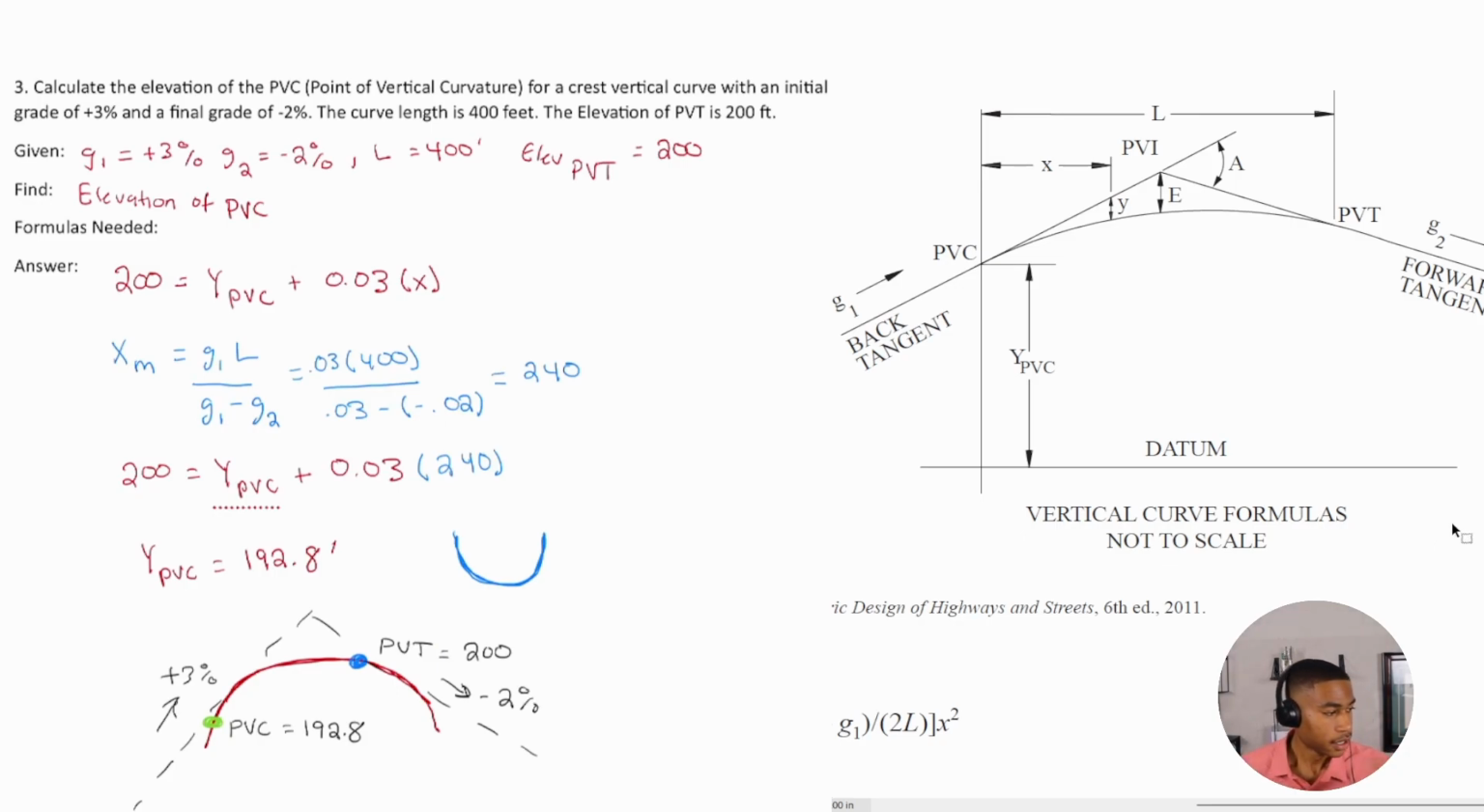So a little crazy drawing, but hopefully that gives you an idea of what's happening on this problem. And I don't know if I even gave choices for this particular one, but your answer is going to be that 192.8.